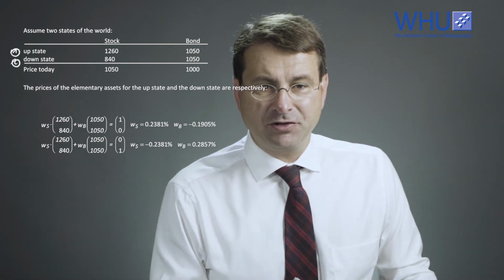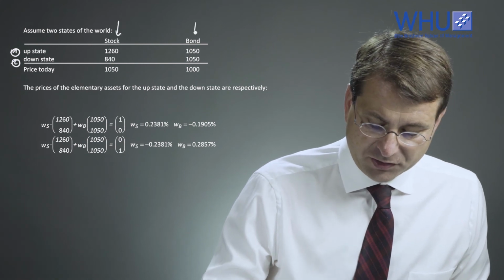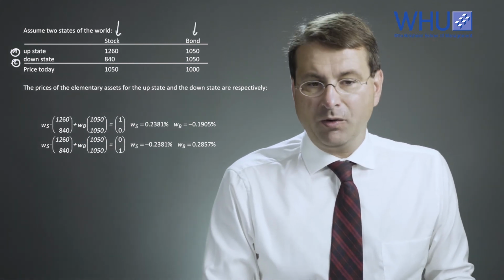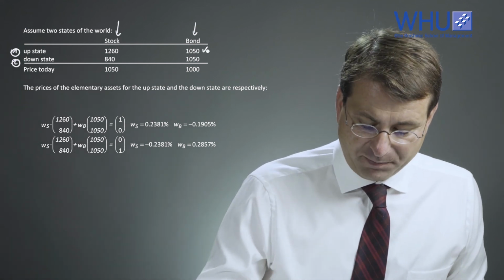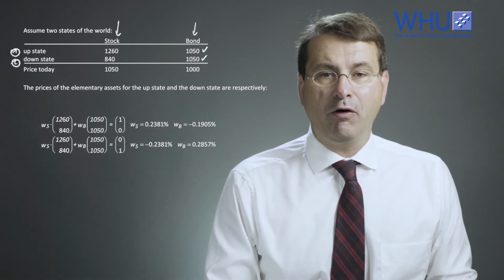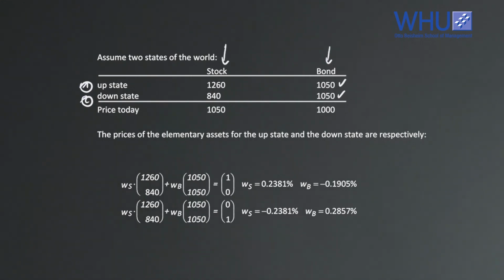And in addition to the two states of the world, we have two securities. One is called a stock. The other one is called a bond. Now, the bond is a riskless security. In other words, it has the same payoff in both states of the world because it is riskless. The price today of the bond is 1,000 euros.